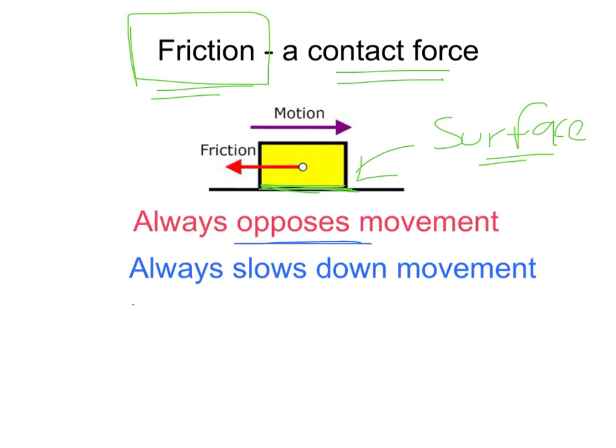Opposes means it goes in the opposite direction. So in this case, if movement goes in that direction, you can see that friction goes in the opposite direction. So friction always opposes the direction of movement, and it'll always slow something down. In that case, without friction, the box will just keep going forever in a straight direction, but friction will eventually make it come to a stop. Right? So friction is a contact force between two surfaces, in this case the box and the floor. It always opposes the direction of movement. If the direction moves that way, friction goes the other way, and it will always slow movement down.